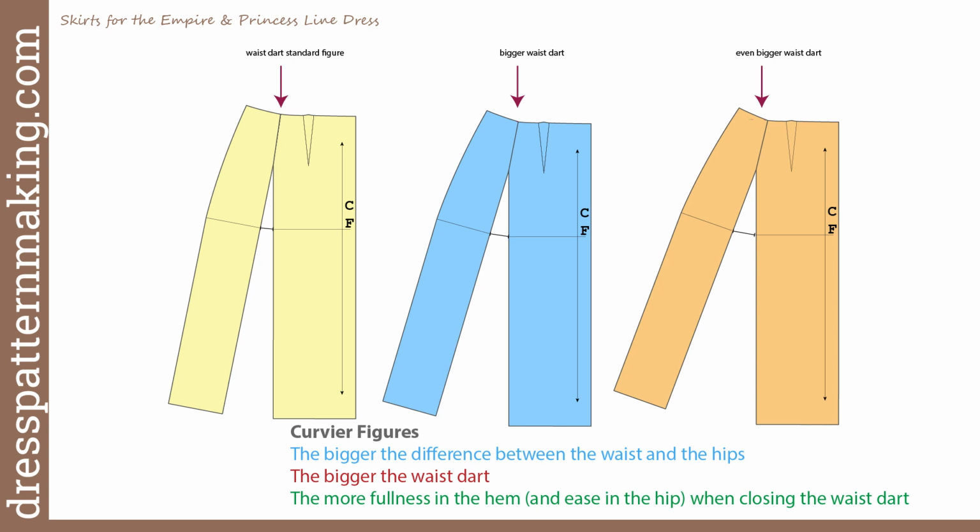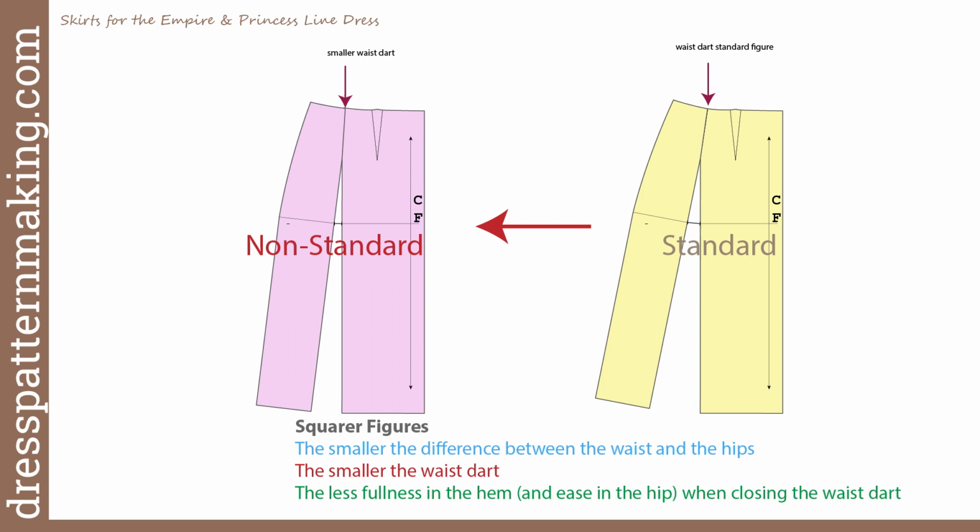For curvier figures, the bigger the difference between the waist and the hips, then the bigger the waist dart and the more fullness you'll get in the hem and ease in the hip when closing the waist dart. And conversely, if you have a squarer figure and you don't have that much difference between your waist and hips, the smaller the waist dart, and the less fullness and ease in the hip will be added when you close the waist dart.